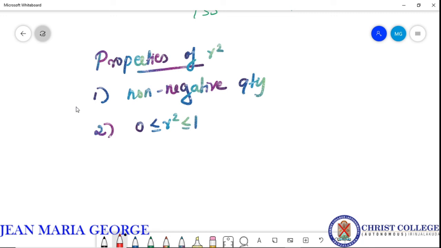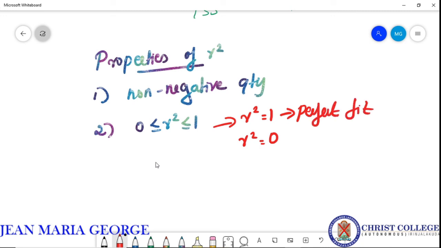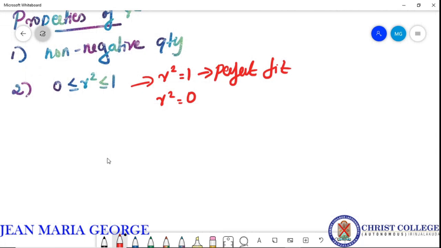So there are two extremes, that is r square equal to 1 and r square equal to 0. So r square equal to 1 means our regression line is a perfect fit. That is, our yi hat will be equal to yi. Our actual value and the estimated value will become equal. That is, the actual regression line will be equal to the estimated regression line, and our estimated regression line will be the perfect fit.